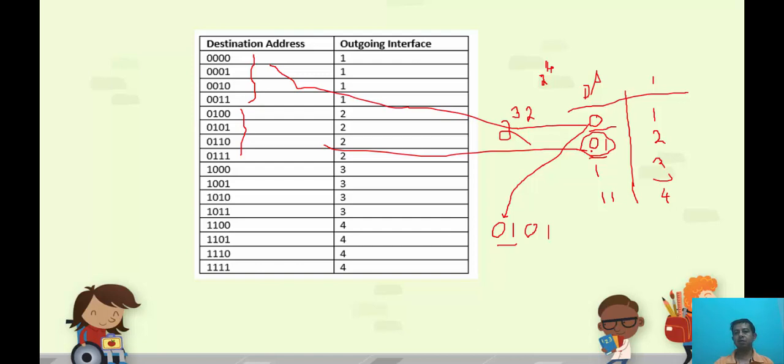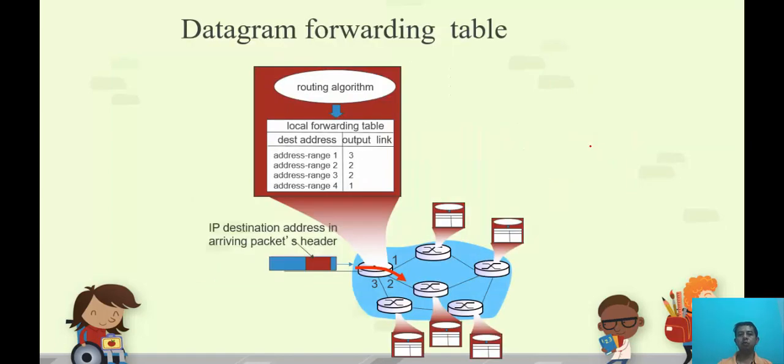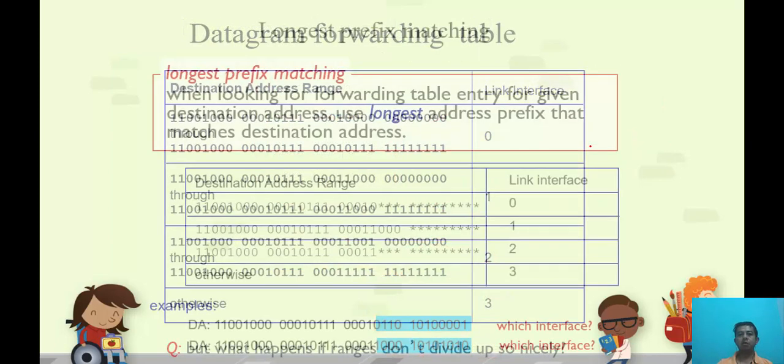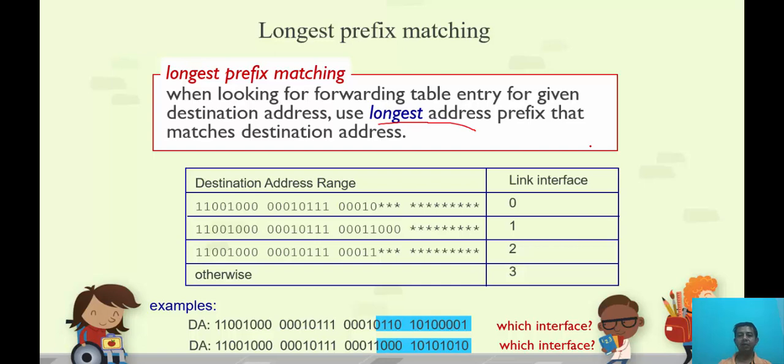Because this is the longer prefix, that's why this address would match to this entry, according to the technique known as longest prefix matching. So the internet, when creating forwarding tables, actually uses this technique known as longest prefix matching. Clear? So again, this is another example.